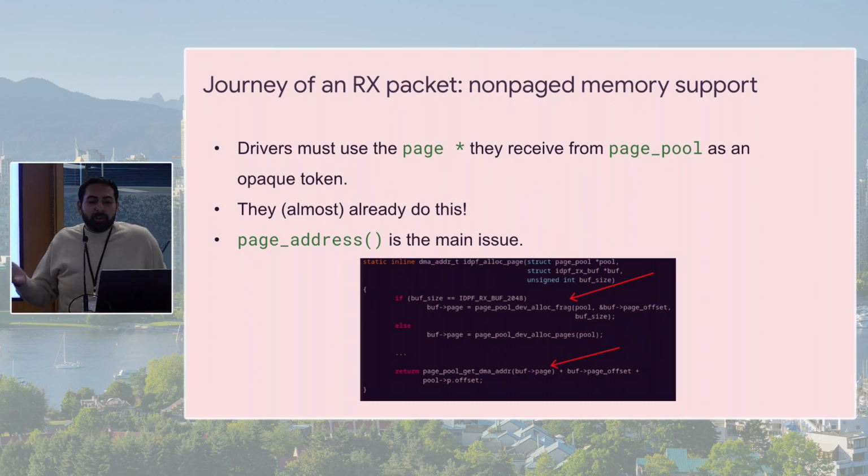And this works great for us because we can return IOVs to the driver from the allocation functions and then require the driver to only use them as an opaque token and give them back to the page pool if they want to do something useful with them. And then the page pool can handle any differences between IOVs and pages.